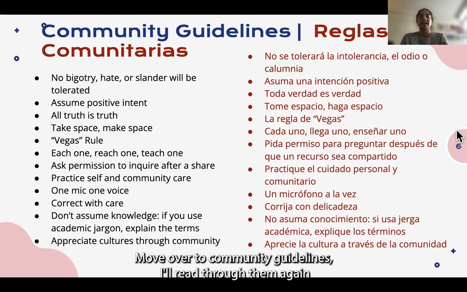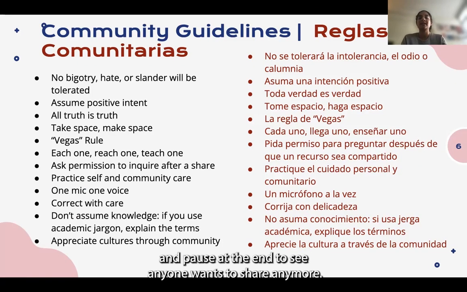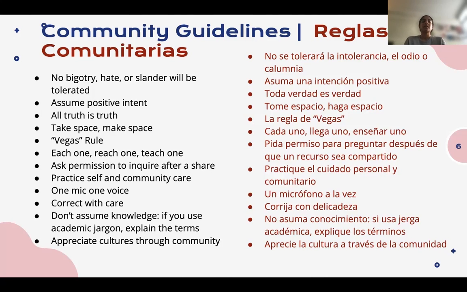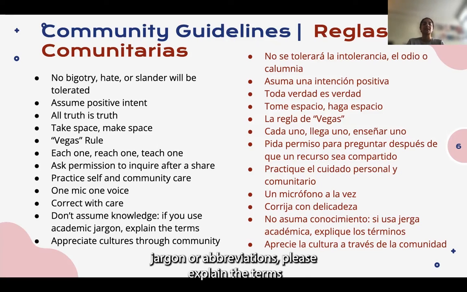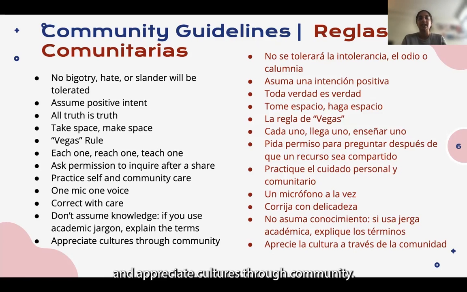Next, we'll move over to community guidelines. I'll read through them again and pause at the end to see if anyone wants to share any more. No bigotry, hate, or slander will be tolerated. Assume positive intent. All truth is truth. Take space, make space. The Vegas rule: what is learned here leaves here, but what is said here stays here. Each one, reach one, teach one. Ask permission to inquire after a share. Practice self and community care. One mic, one voice. Correct with care. Don't assume knowledge. If you're using academic jargon or abbreviations, please explain the terms. And appreciate cultures through community.